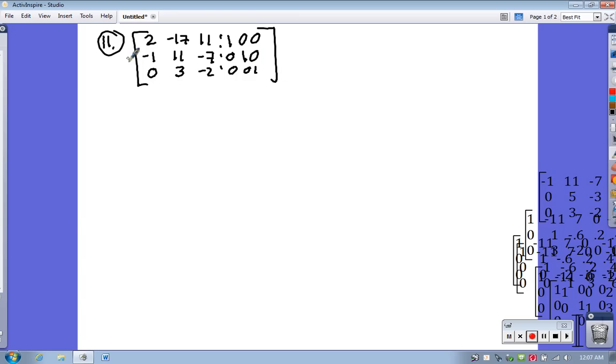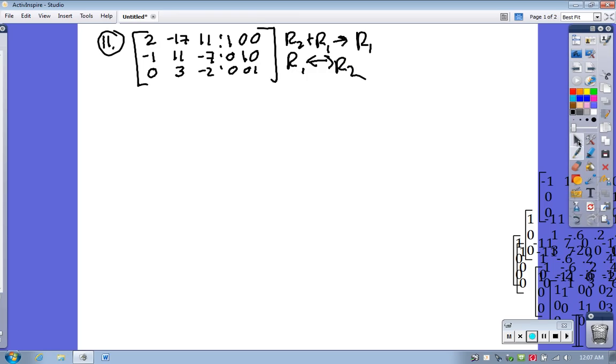And then I'm going to do some row operations on it to try and get the left-hand side to be the identity. So I think first thing, I'll just get rid of that 2. I'll go row 2 plus row 1, throw that into row 1. And then since that's going to be a 0 now, I'll switch row 1 and row 2. Let's see where I end up with that. I end up here.